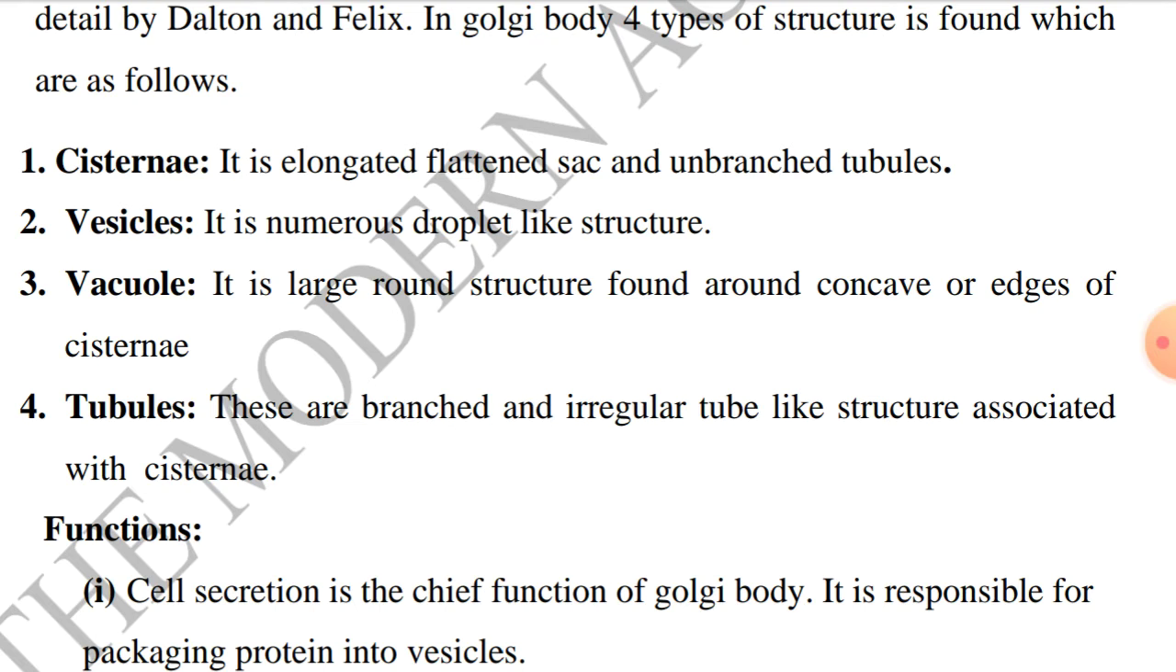As we discussed in the endoplasmic reticulum, here also cisternae are there. There, long flattened structure; here, elongated flattened structure. Vesicles: there, oval membrane; here, it is a droplet-like structure. And tubules are also arranged associated with the cisternae. Vacuole is absent in endoplasmic reticulum. Vacuole is present in Golgi body. It is a large round structure found around the edges of cisternae.